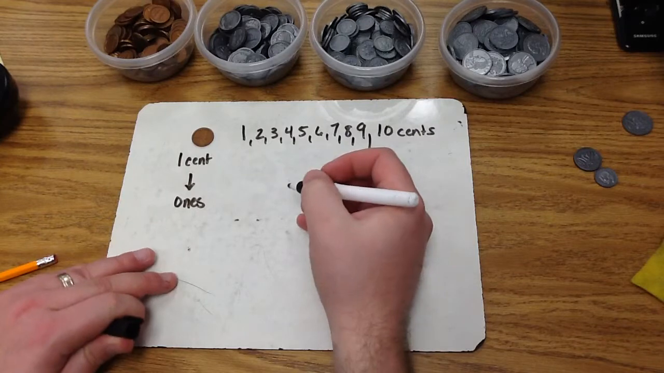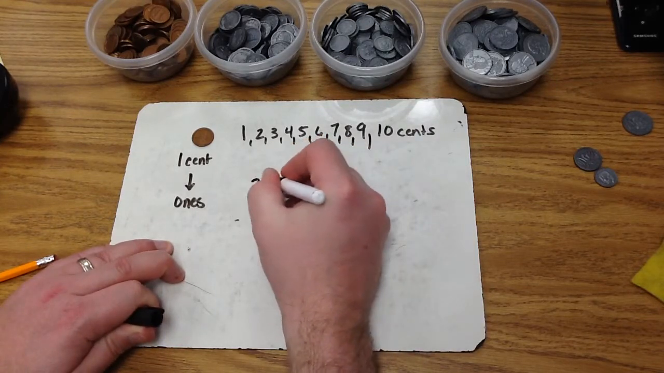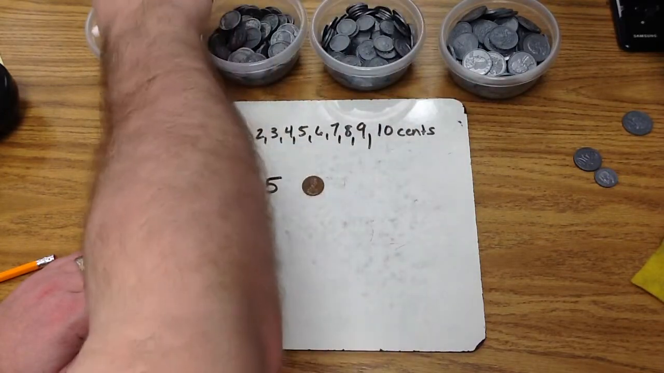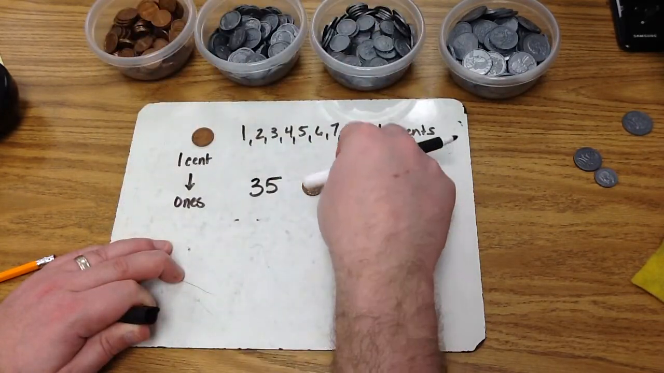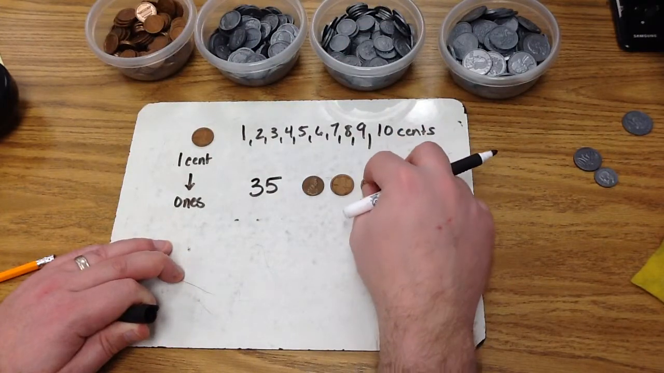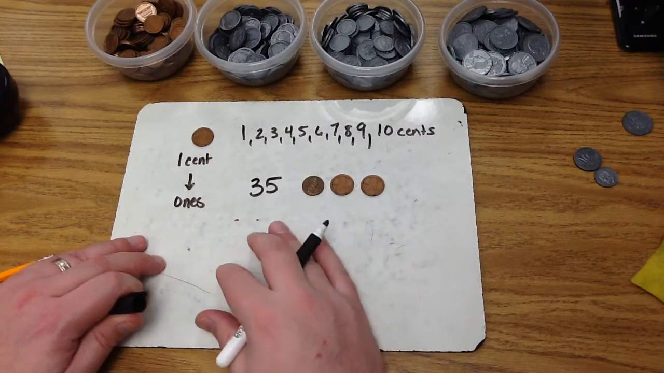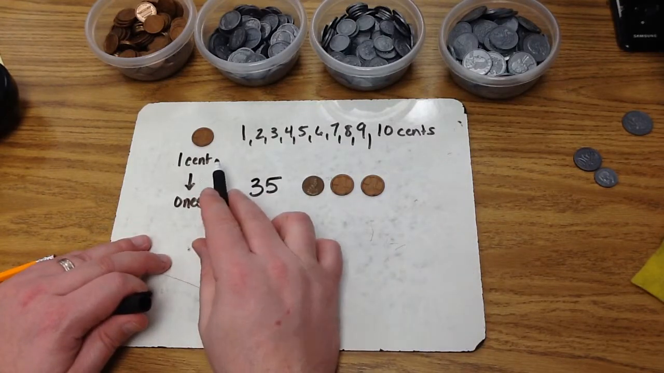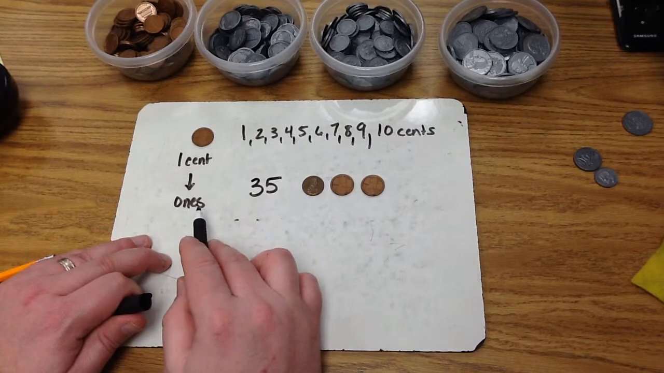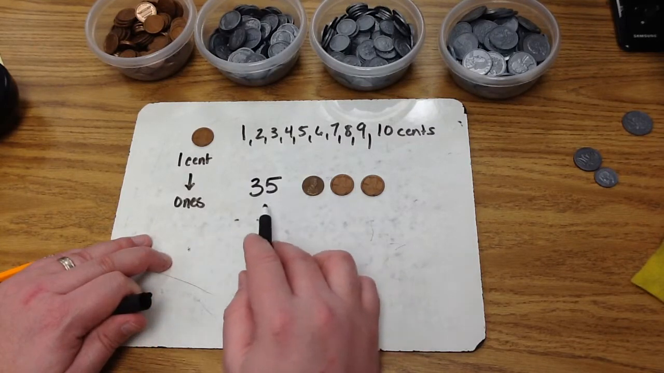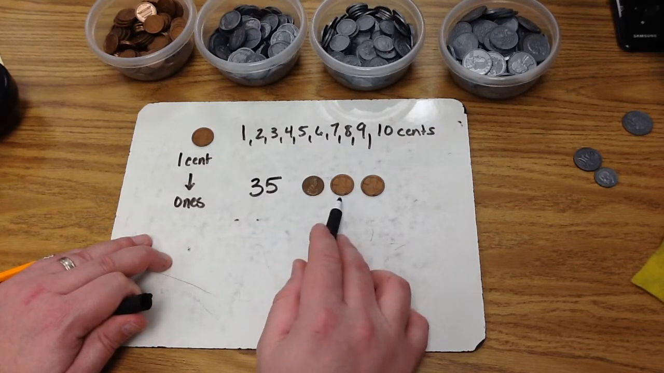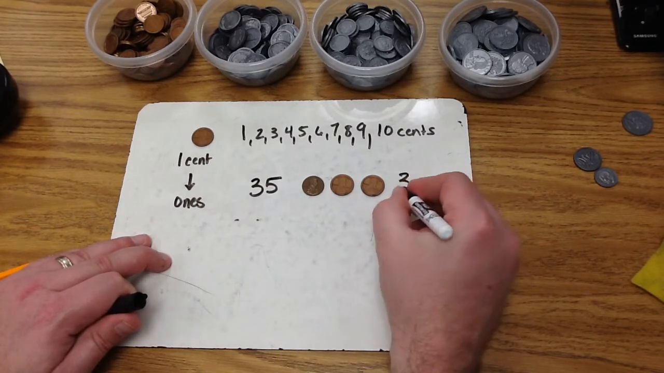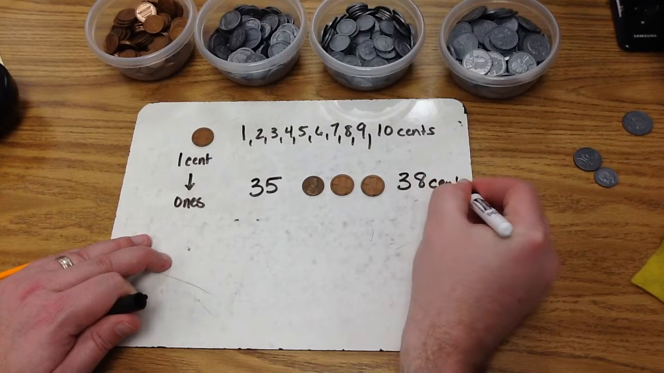But here's a $1 million question for us today. Let's say I'm at 35 cents and I have 1 penny, 2 pennies, and 3 pennies that come next that I want to add to this 35. Well, if I'm going to count by pennies, they're equal to 1 cent, which means I count by ones. This would be 35, 36, 37, 38. So right here I really have 38 cents.